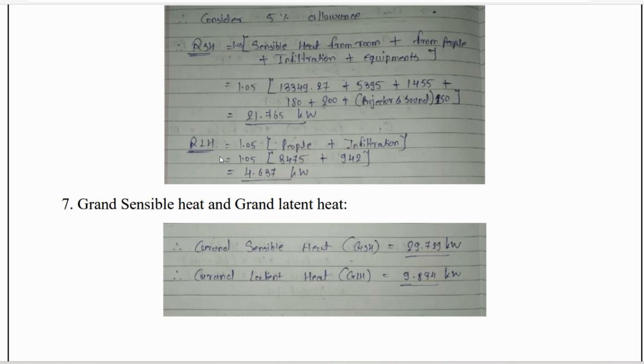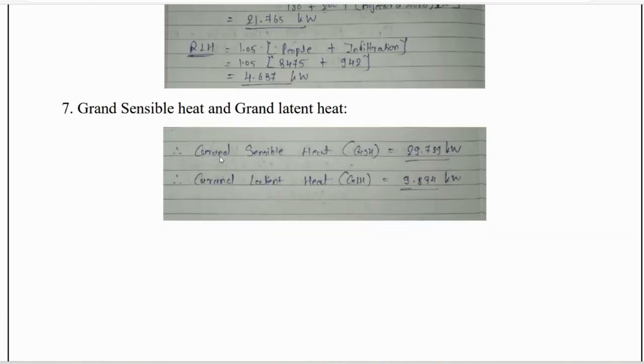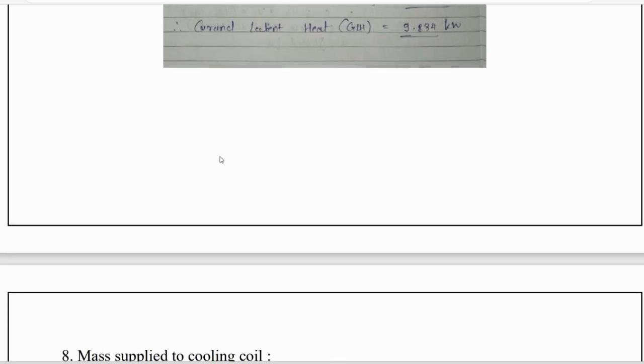What is grand sensible heat? Grand sensible heat is basically room sensible heat plus outside air sensible heat, and grand latent heat is room latent heat plus outside air latent heat. So here we get a grand sensible heat and grand latent heat.